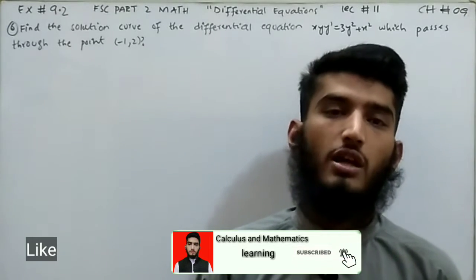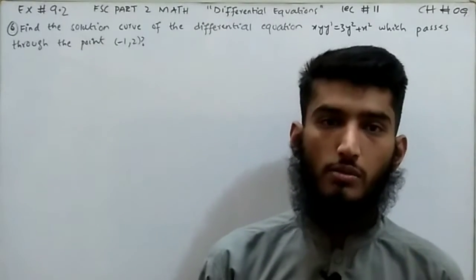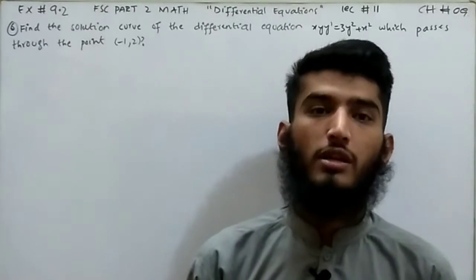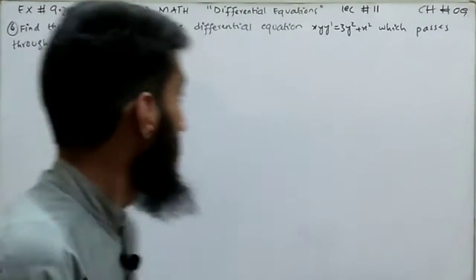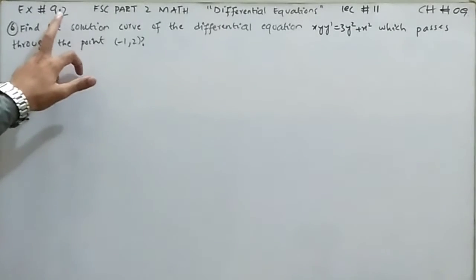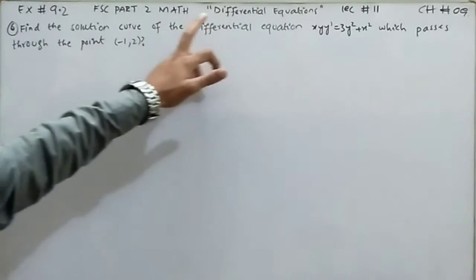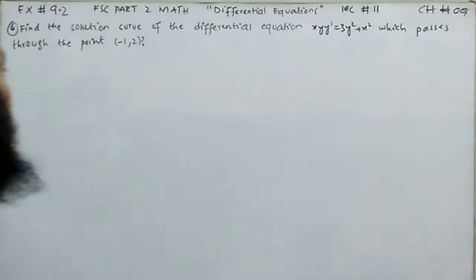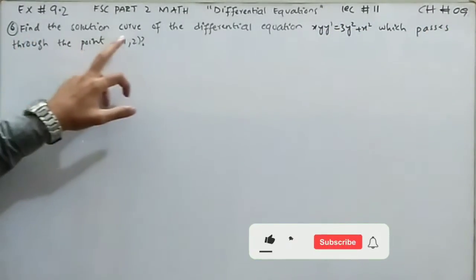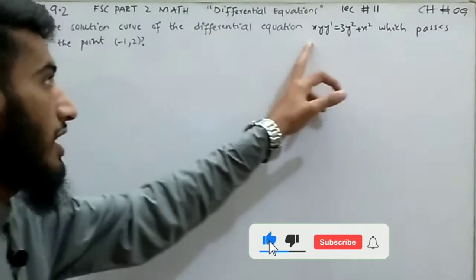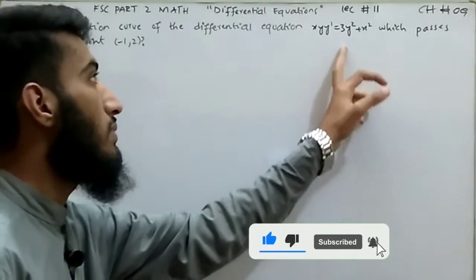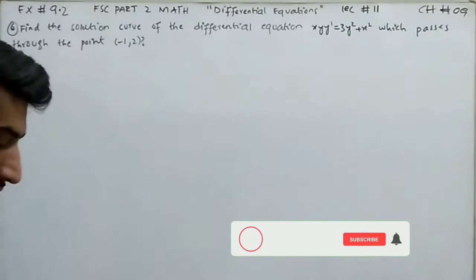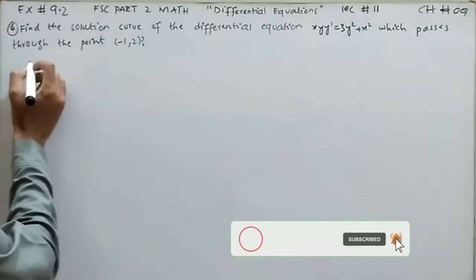In today's video I will solve the next question, question number 6, related with exercise number 9.2, chapter number 9, differential equation. So let's move toward exercise number 9.2, FSC part 2 mathematics, differential equation, lecture number 11, chapter number 9. Question number 6 tells that find the solution curve of the differential equation xyy' = 3y² + x², which passes through the point (-1, 2). Move to the solution.